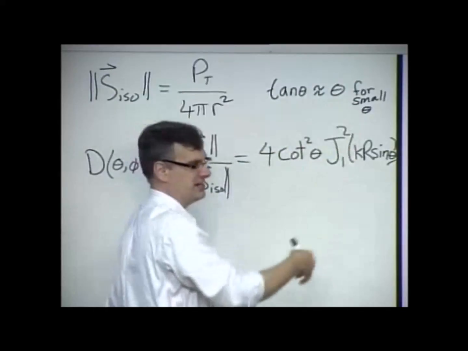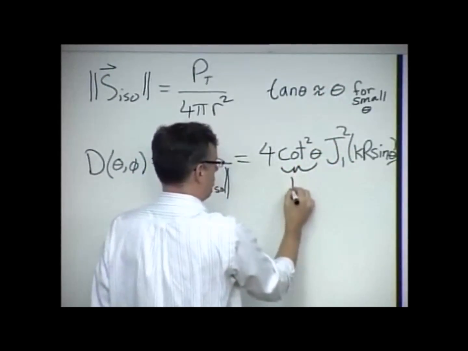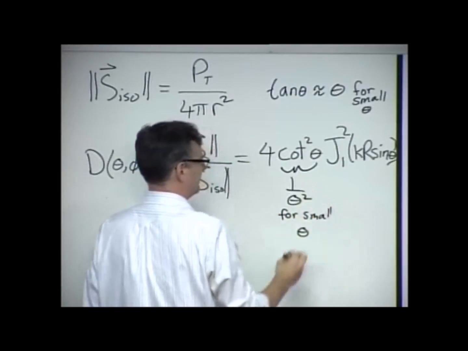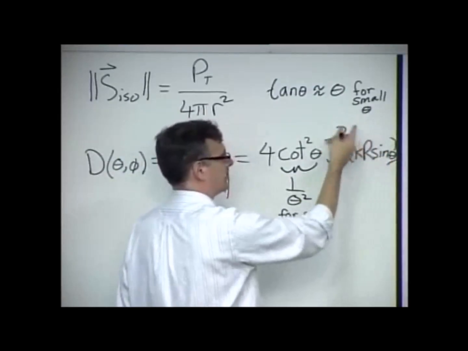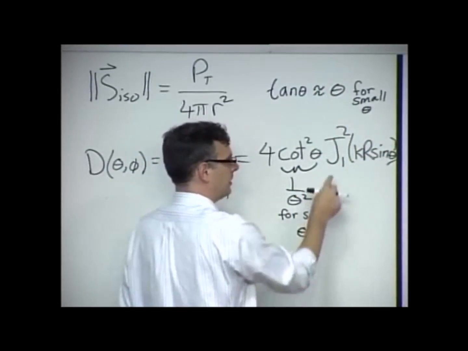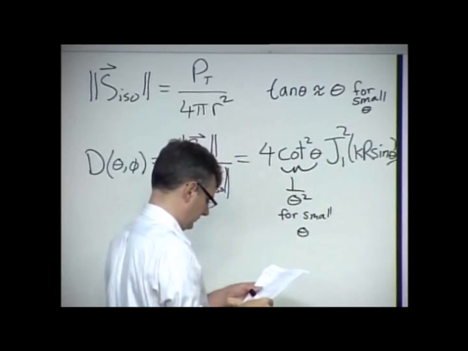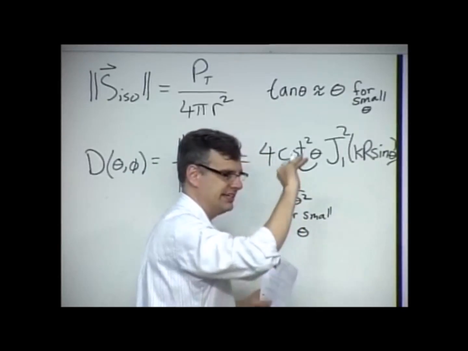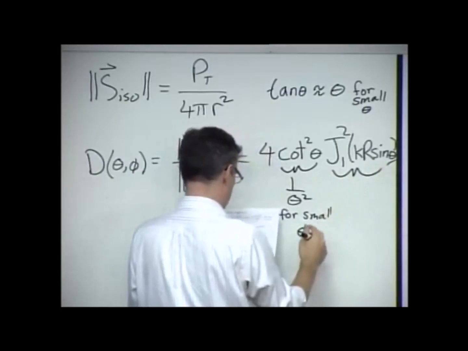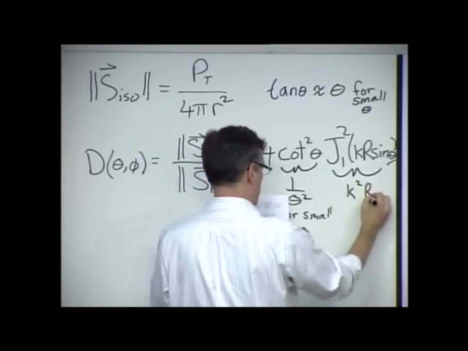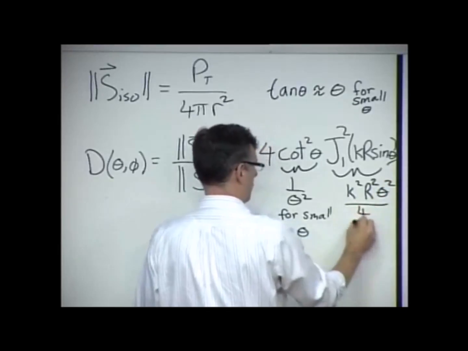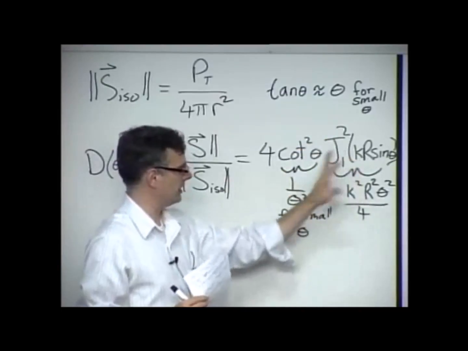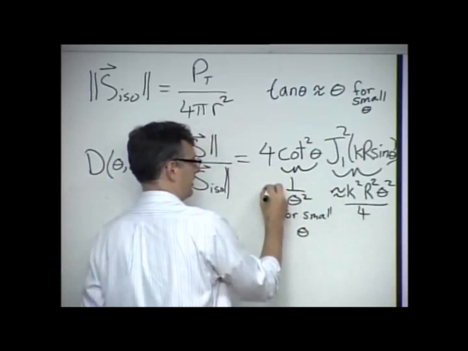So, of course, 1 over tangent is also going to be 1 over theta. So this is going to be 1 over theta squared for small theta. Likewise, sine theta is also approximately equal to theta when theta is small. When J1 is small, it turns out that J1 is approximately equal to 1/2 of its argument, its linear argument. So in this Taylor series approximation, I'm going to approximate this as k squared r squared theta squared over 4, because it's basically the argument over 2, and I've got J1 squared. So that's going to be the small theta approximation.